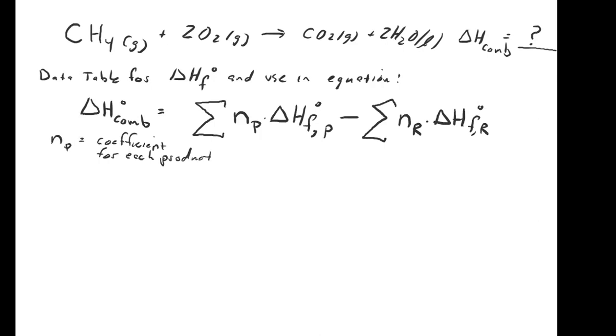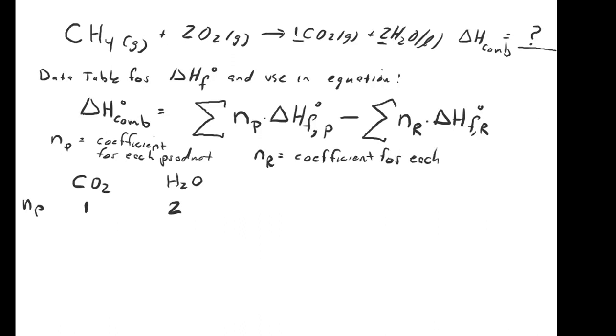So you get that from the balanced equation. For methane, I'm sorry, for carbon dioxide and for water, N sub P would be 1 and 2, right? You just use those coefficients, okay? N sub R is the coefficient for each reactant.